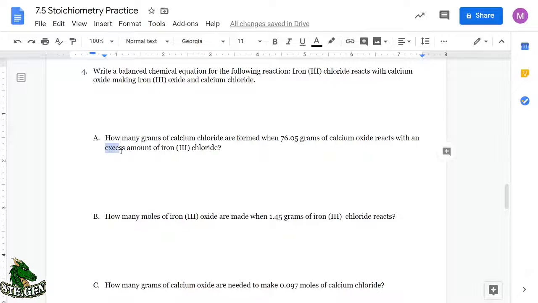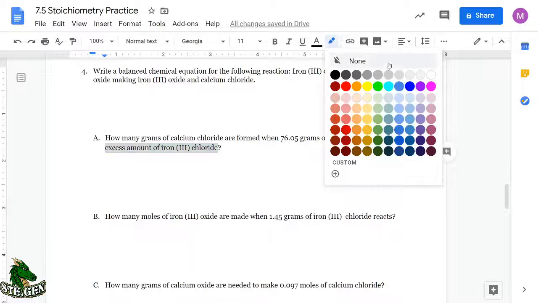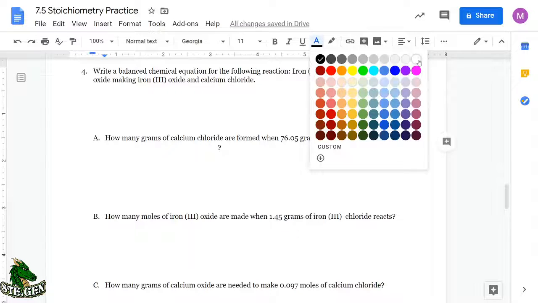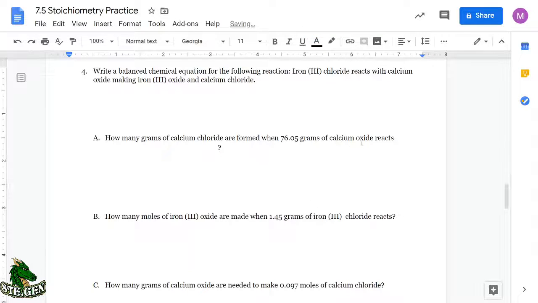So excess just means, hey, you don't have to worry about this thing in your calculation. Just focus on these two numbers. Anytime you see an excess amount of something, you literally can just ignore it. We can just pretend it doesn't exist. We can say how many grams of calcium chloride are formed when 76.05 grams of calcium oxide reacts. We can get rid of that too, because that makes the grammar make sense. There you go. You can just pretend that sentence doesn't exist. It's just there to tell you that you don't have to worry about it.